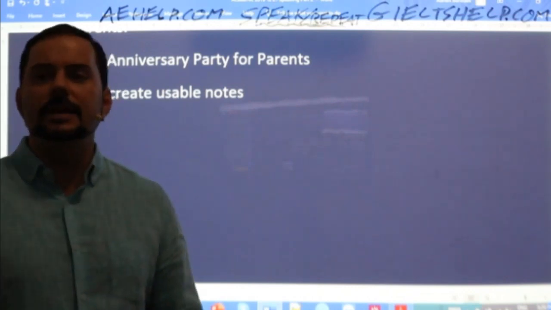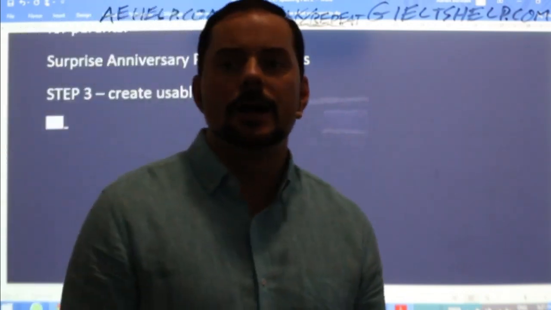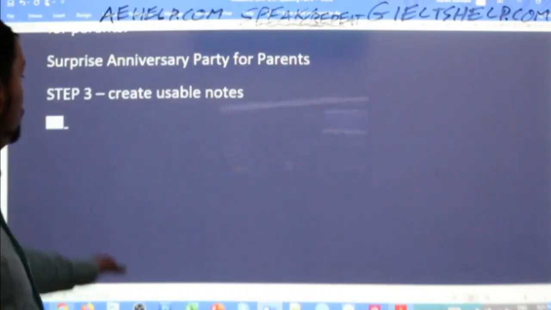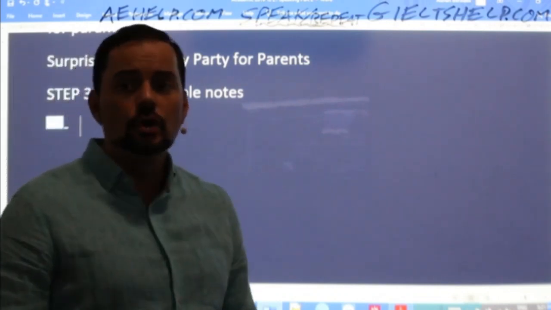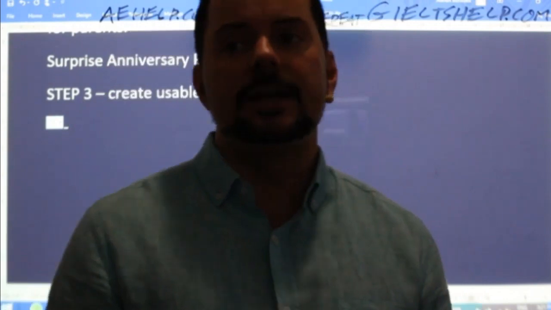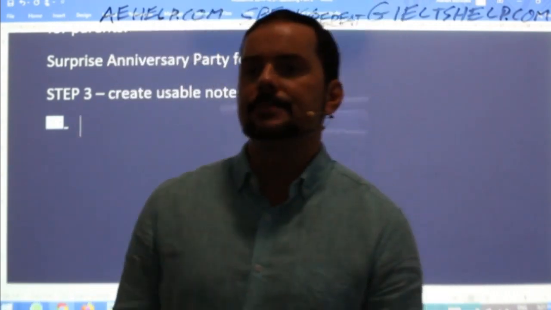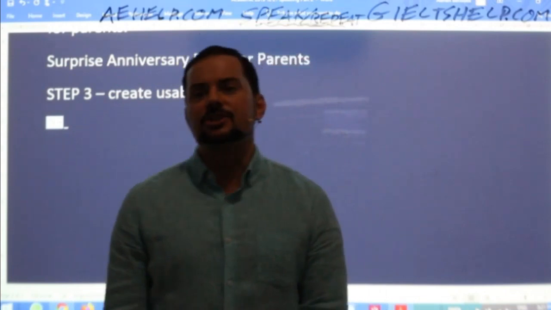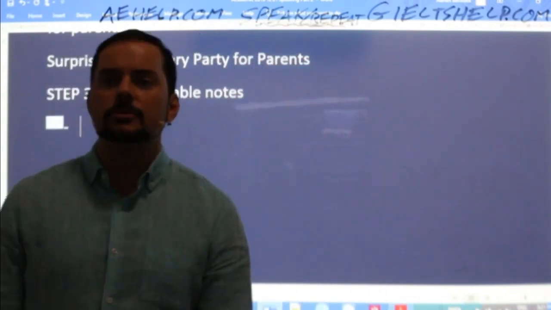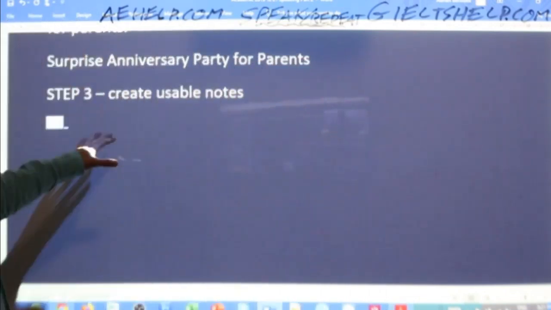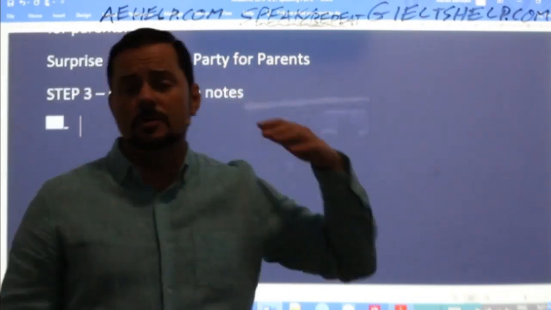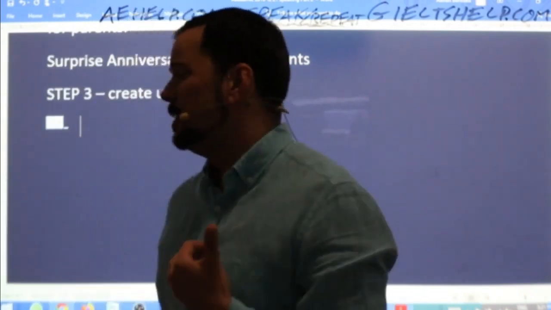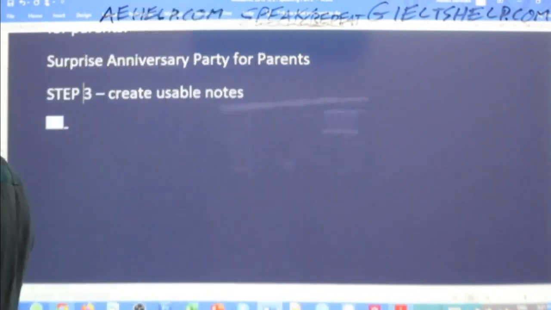So what would be some good notes to write down for a surprise anniversary party for parents? What would be some good notes to write down? Okay. Engagement, Sarav could be a good one as well. Puja, bachelor party. But let's focus now on a surprise anniversary party for parents. And let's write down some notes. Remember, you have 1 minute. Students, in the 1 minute, please, please, please write down notes.